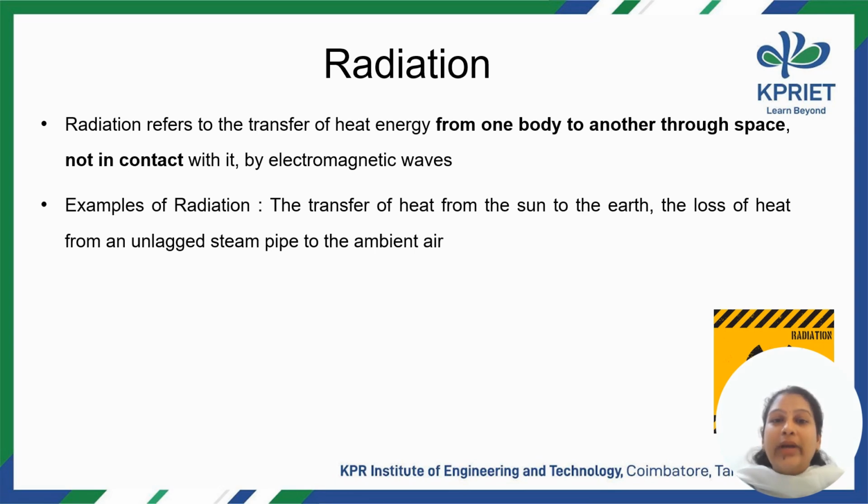Now, let us look into radiation. Radiation is the final mode of heat transfer where the heat transfer takes place from one body to another body through space, that is mainly through electromagnetic waves. Here, it is important to understand that conduction and convection need a material medium to transfer, whereas radiation can happen with or without a material medium. Examples of radiation include transfer of heat from the sun to the earth and the loss of heat from an unlagged steam pipe to the ambient air. So here, by unlagged, I mean a pipe without any insulation.